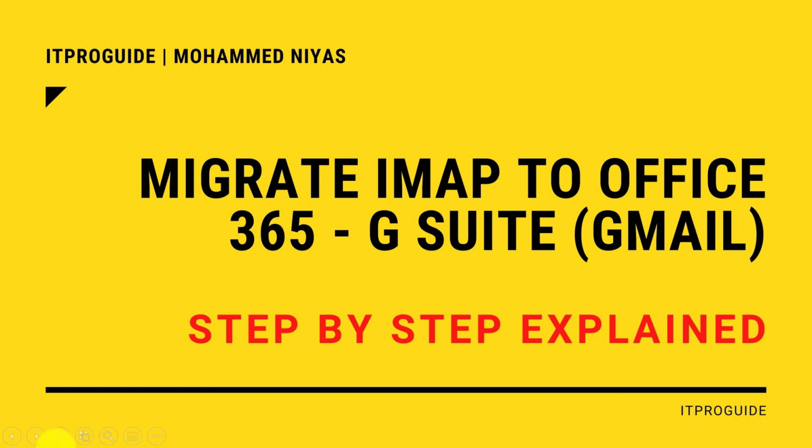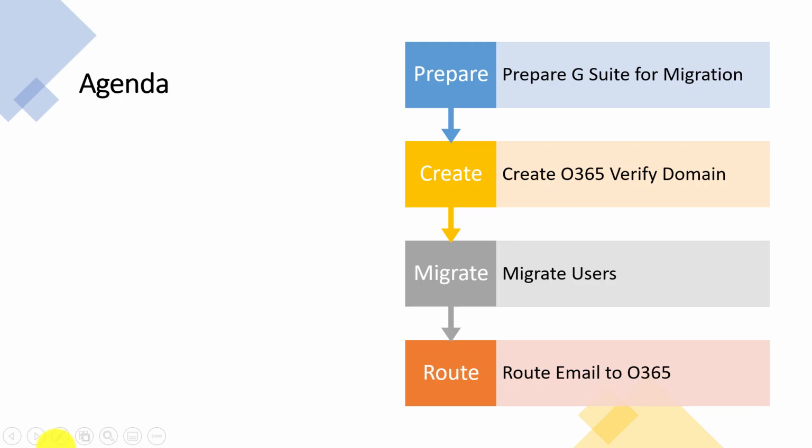Mohammed Niaz with you. In this video, we're going to see how to migrate IMAP to Office 365. We're going to do this demo with Gsuite or Gmail. So we're going to see how to migrate your Gmail or Gsuite to Office 365 using IMAP. There is a different method to do the same. We're going to do it in the second video. In this video, we're going to use IMAP, and the same tutorial we can follow for migration of other emails to Office 365 using IMAP.